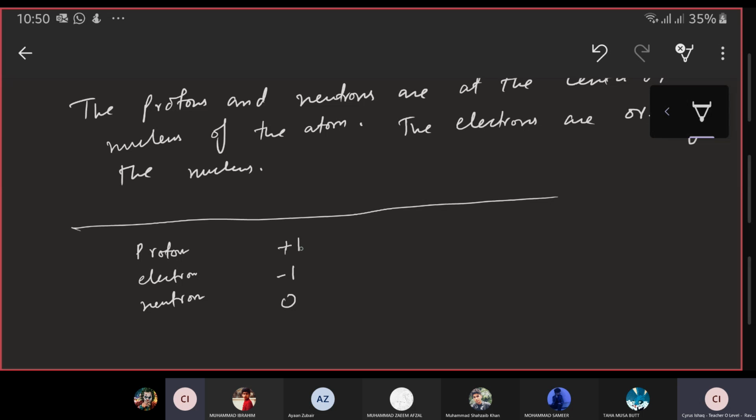This is the elementary charge. You are comparing these with each other. This is +1, this is -1, and neutron has 0. The proton is in the nucleus, the electron is orbiting the nucleus, and the neutron is also in the nucleus.